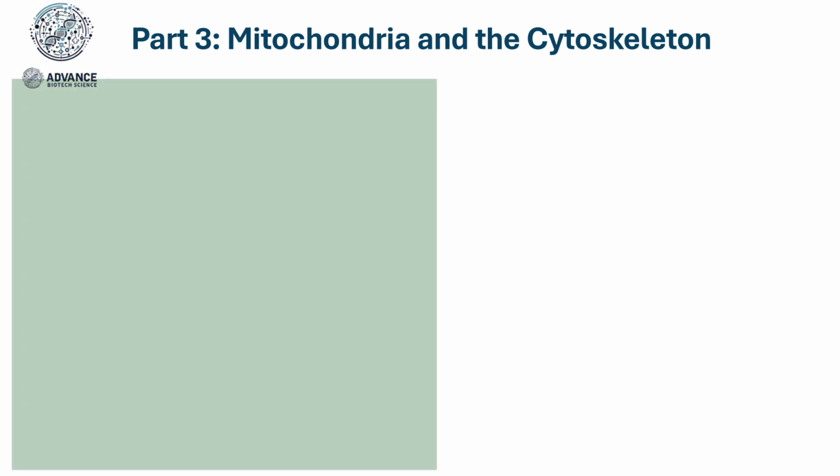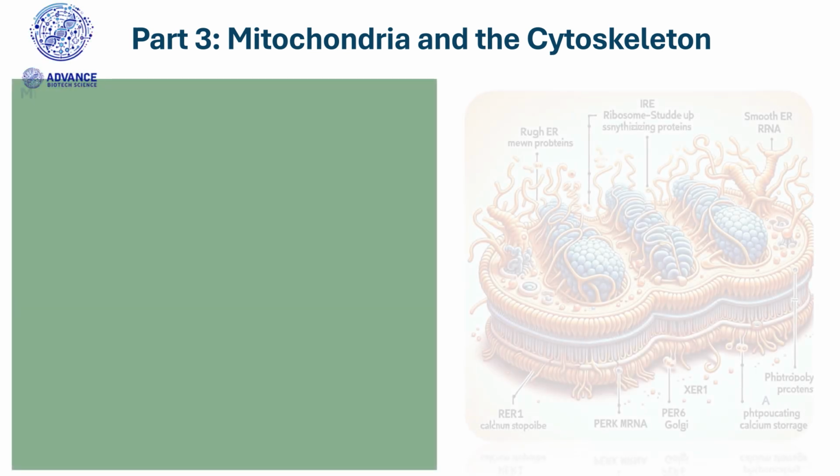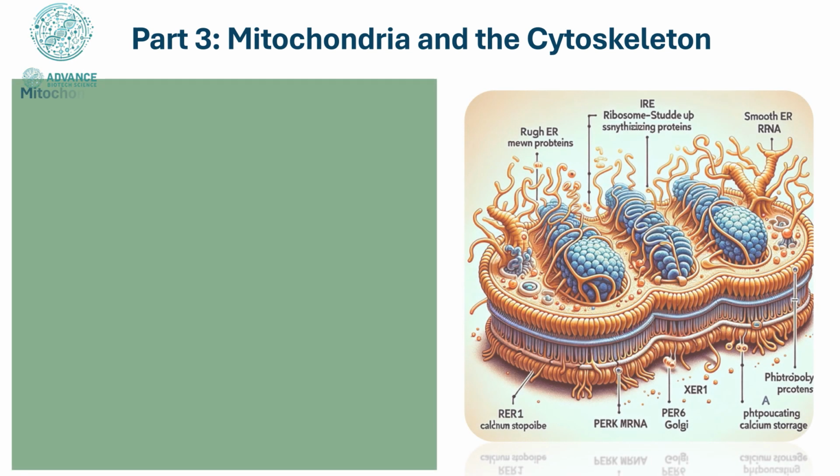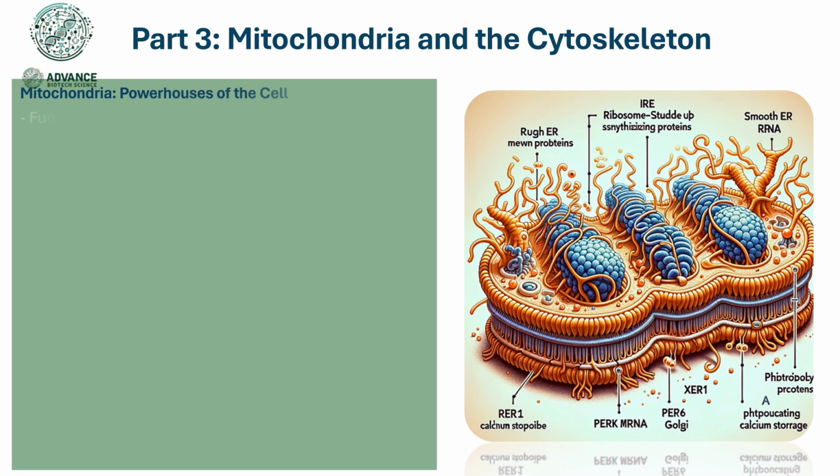Part 3, Mitochondria and the Cytoskeleton. Mitochondria, powerhouses of the cell. Scene setup: the camera moves through the cytoplasm and finds mitochondria, the cell's powerhouses. Energy production: mitochondria generate ATP via oxidative phosphorylation.